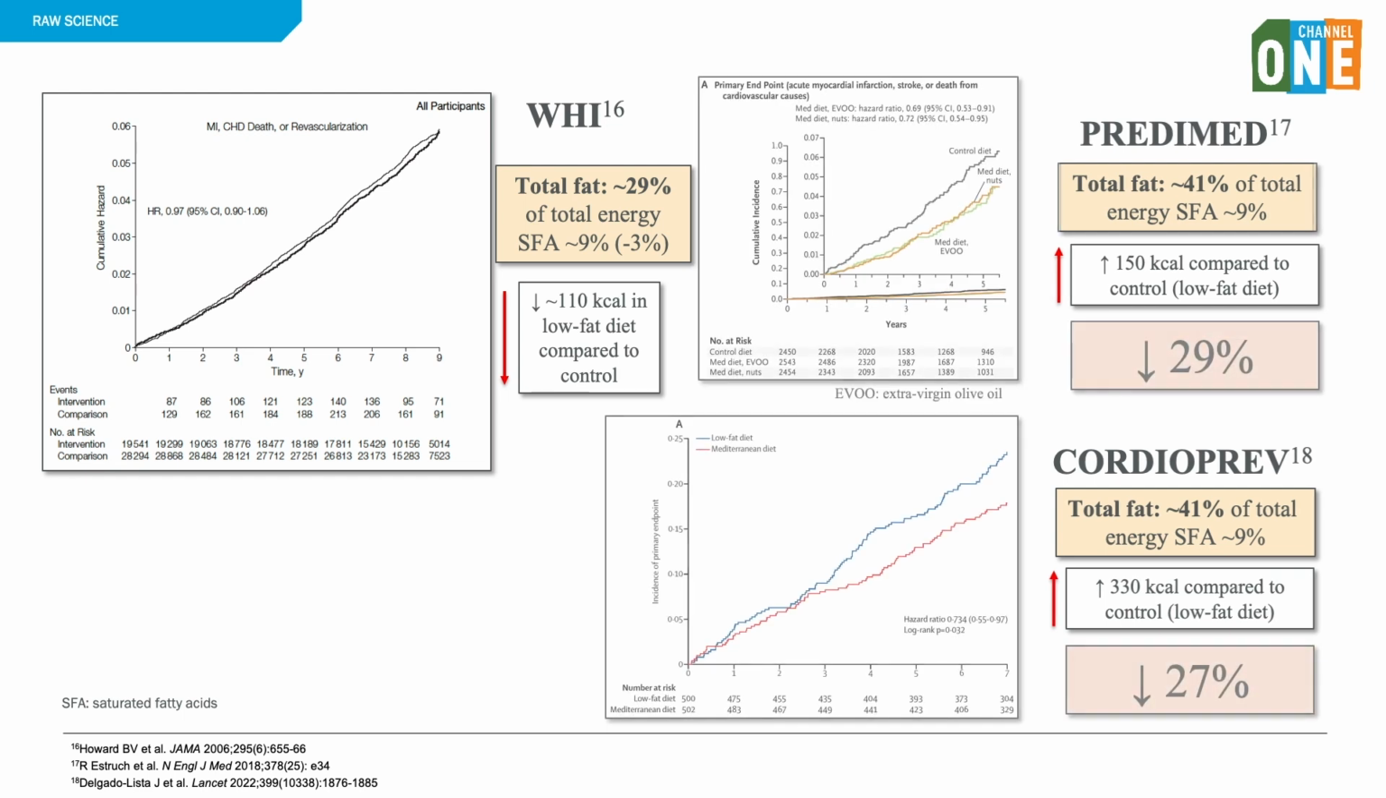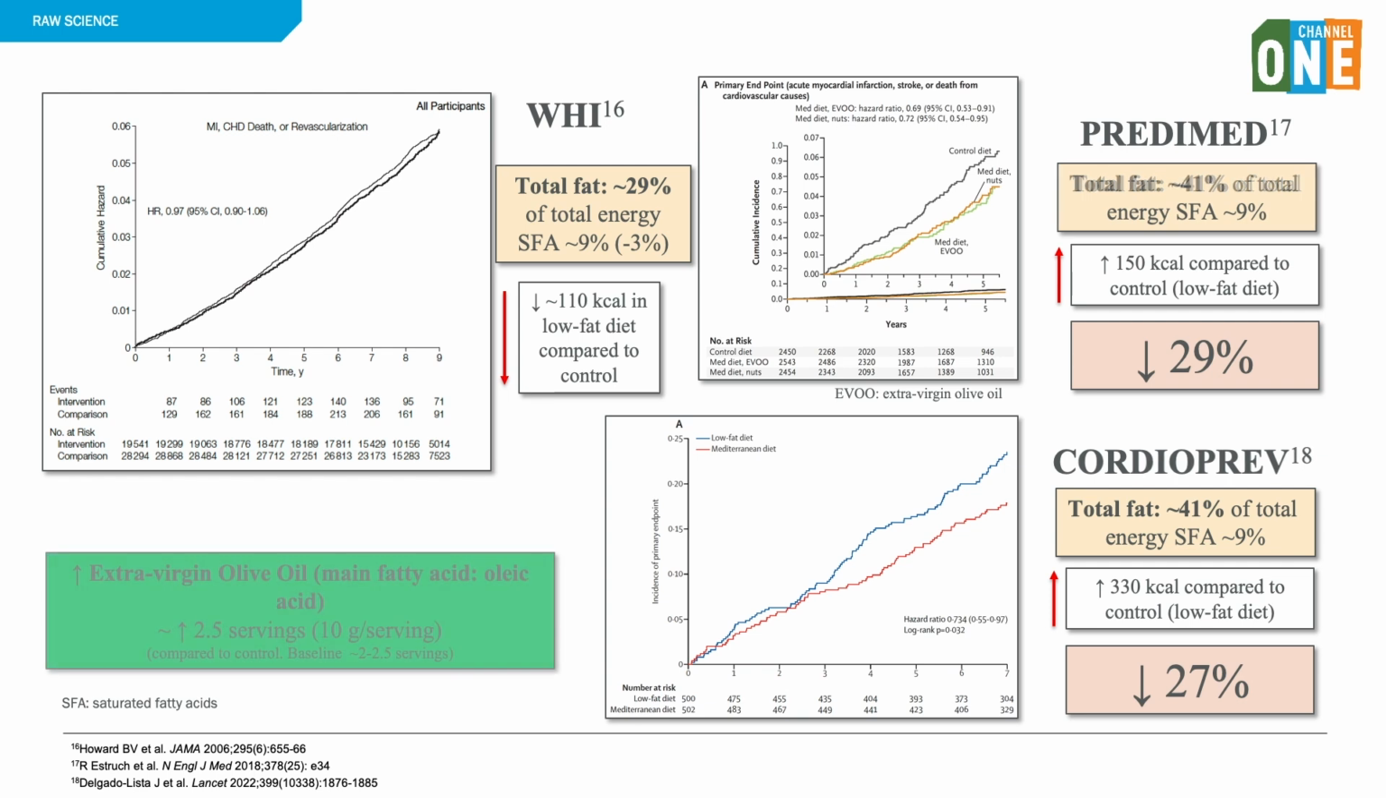And what they found at the end of the studies is that in both studies, this dietary intervention, in a randomized controlled fashion, showed a reduction in cardiovascular events by 29% in the Predimed and about 27% in the CardioPrep study. Very powerful data. And really, when you looked at what changed in their diet, the main difference in Predimed and CardioPrep compared to their baseline was an increase in extra virgin olive oil that was associated with greater improvement in cardiovascular events.